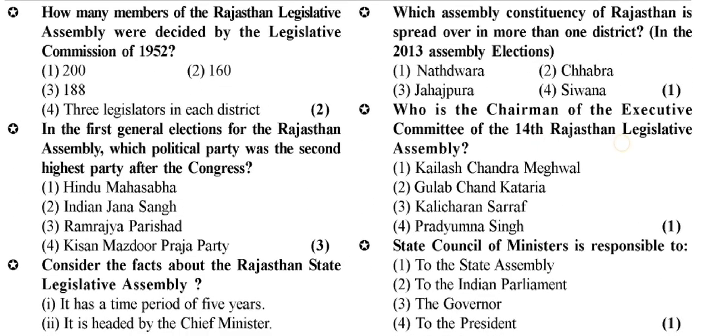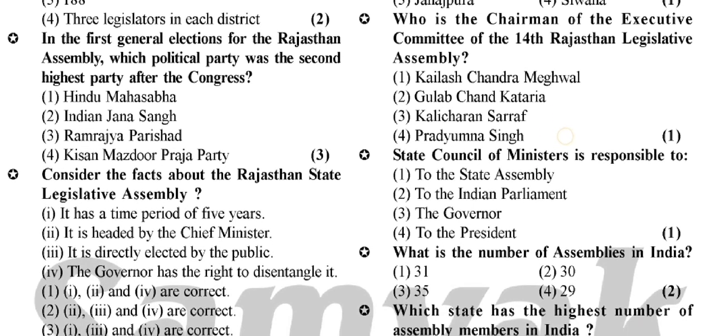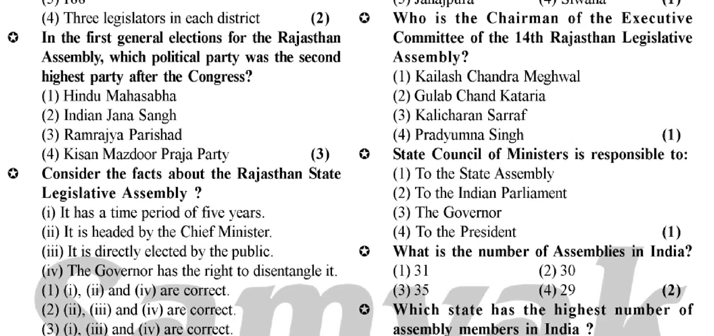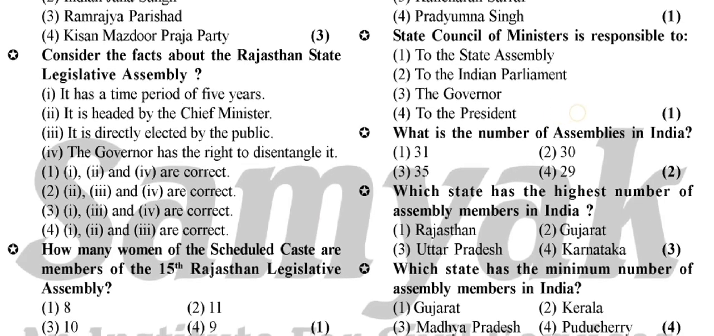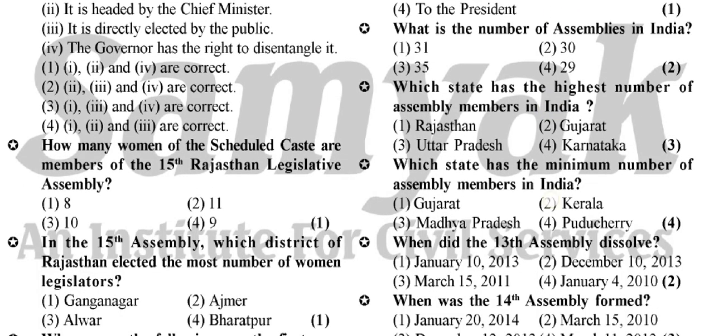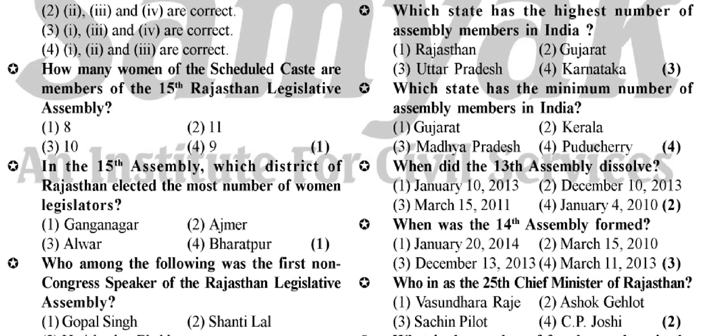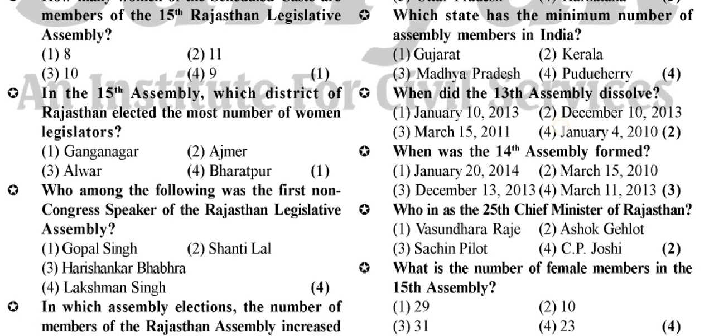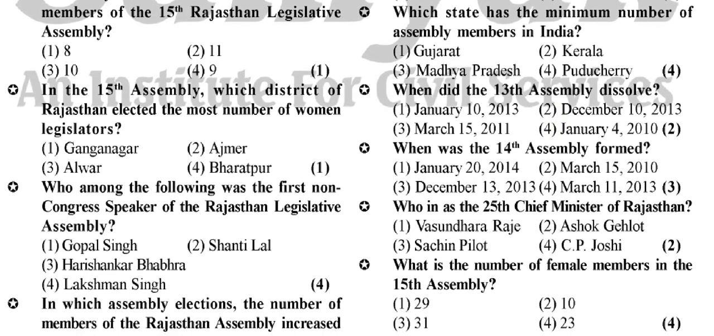Which assembly constituency of Rajasthan is spread over more than one district in the 2013 assembly election? Nathdwara. Who is the chairman of the executive committee of the 14th Rajasthan Legislative Assembly? Kailash Chandra Megwal. The State Council of Ministers is responsible to the State Assembly. What is the number of assemblies in India? 30. Which state has the highest number of assembly members in India? Uttar Pradesh. Which state has the minimum number of assembly members in India? Puducherry.